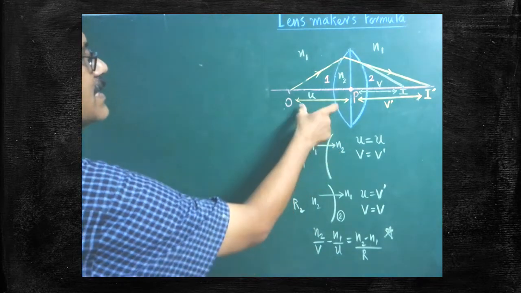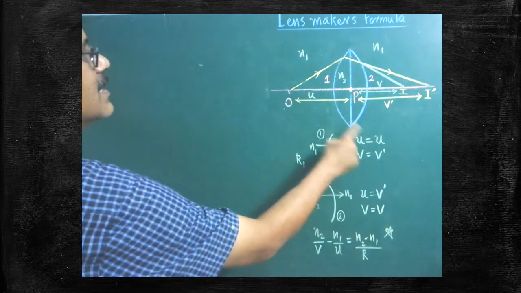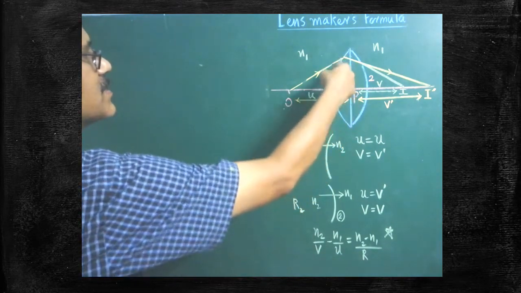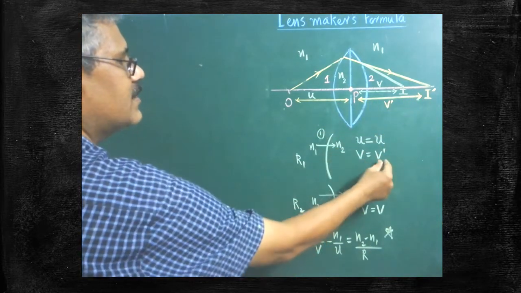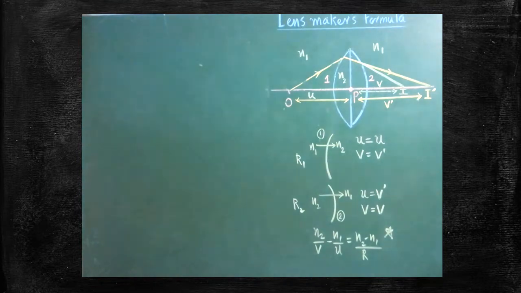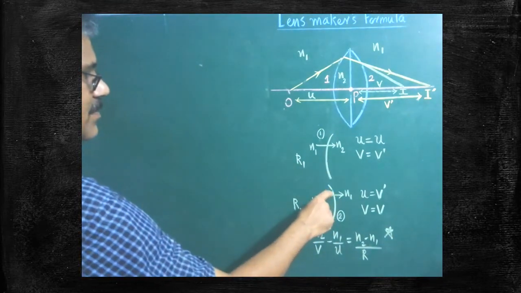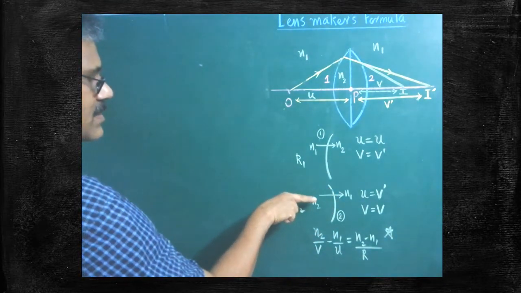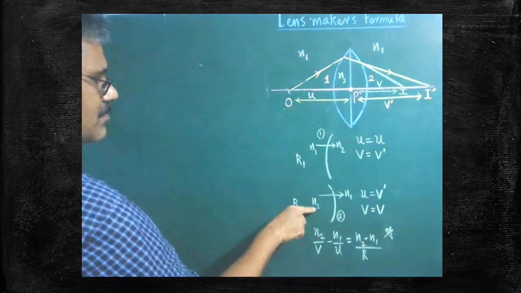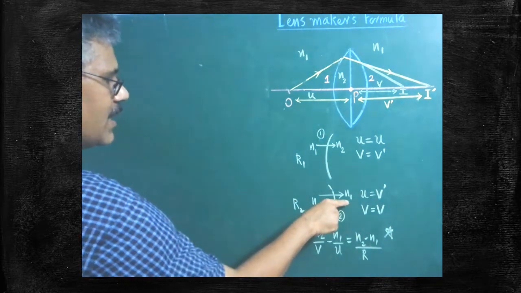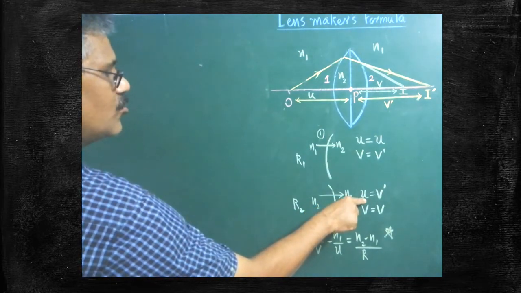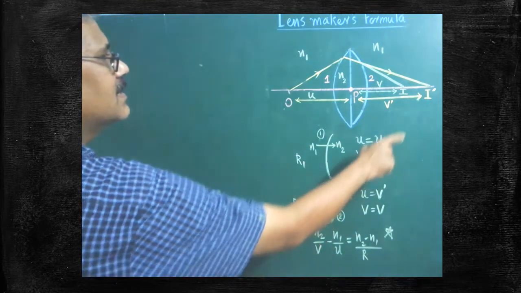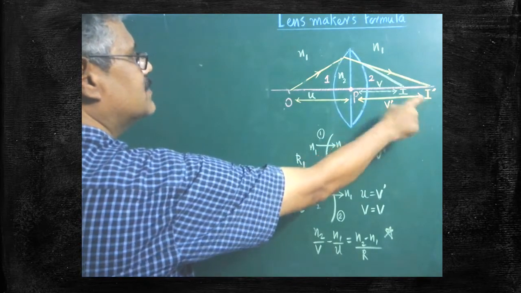There the object distance is U. With respect to surface 1, the image is formed here, therefore the image distance is V equal to V dash. Are you clear? When the light ray passes through the second surface, that is from N2 refractive index medium to N1 refractive index medium, the object distance U must be taken as V dash, because this image acts as the object for the second surface.